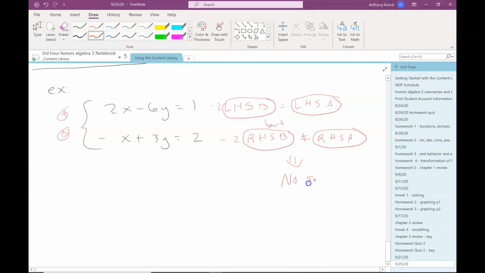And right away, if you see this, you can say no solution. And you can be done. There's nothing more to do here. There's no parametric answer to also include with this. No solution is no solution. You can be done at that point.